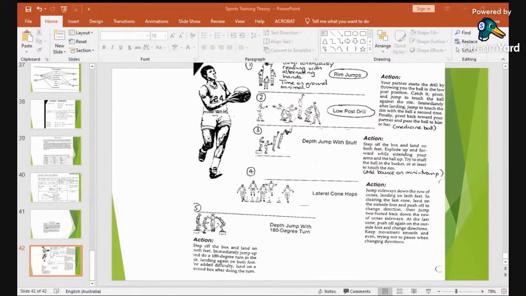Okay, and that concludes 40 pages in 25 minutes. Well, that was pretty quick.